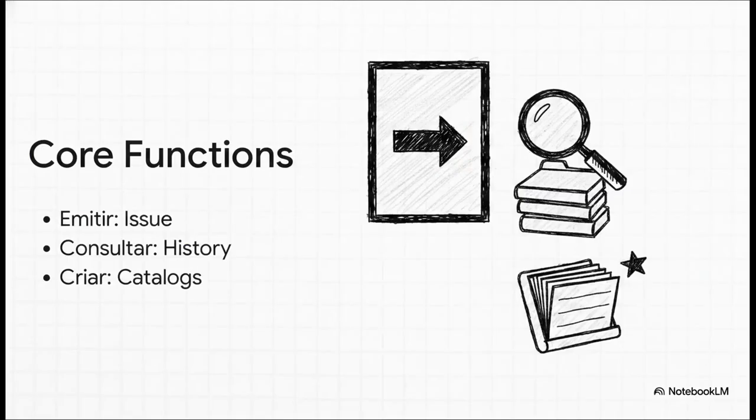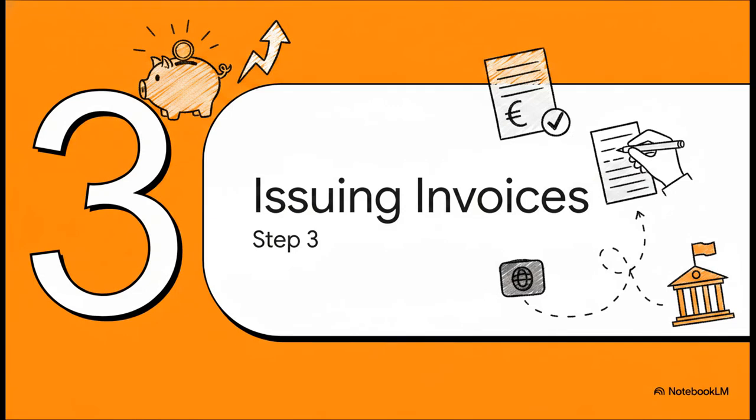Let's quickly summarize the main tools you've got available here. The absolute heavy hitters are emitir, which means to issue documents, and consultar, which is where you go to check your history. There are also a few options to obtain blank forms, and these incredibly useful tools to create client and product catalogs. Those catalogs are a lifesaver because they save you from typing the exact same details over and over again. But really, for your daily freelance needs, you're going to spend like 95% of your time clicking emitir or consultar.